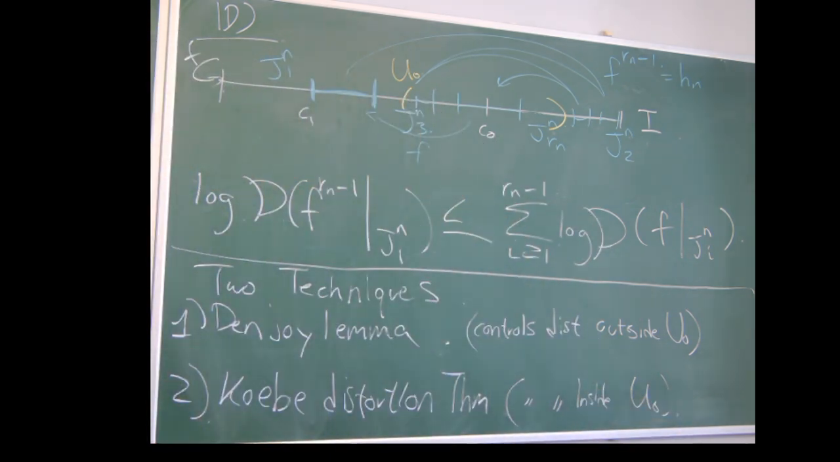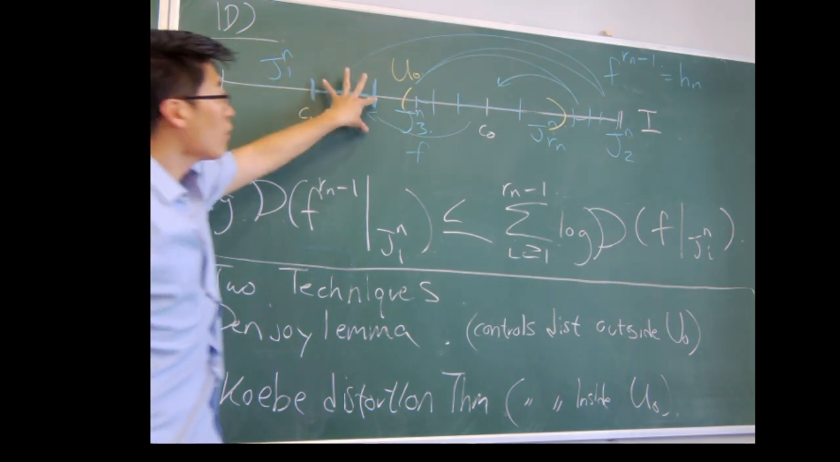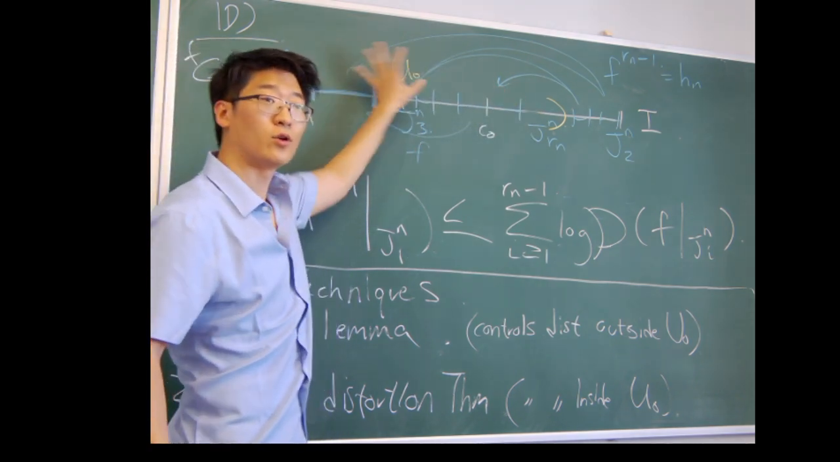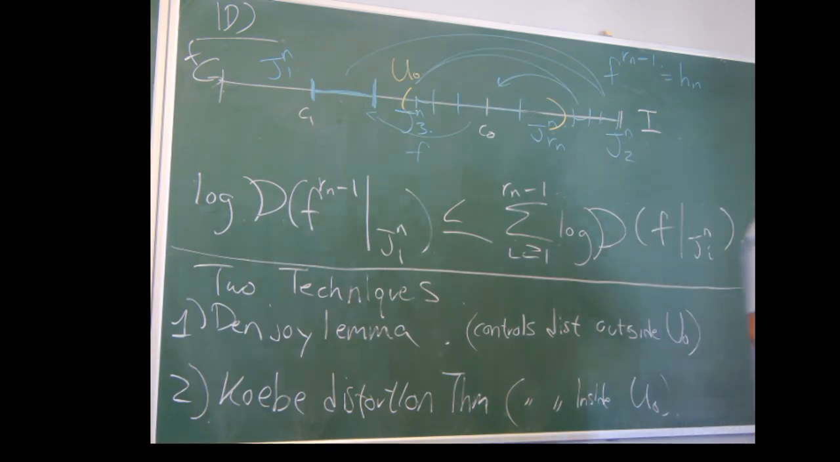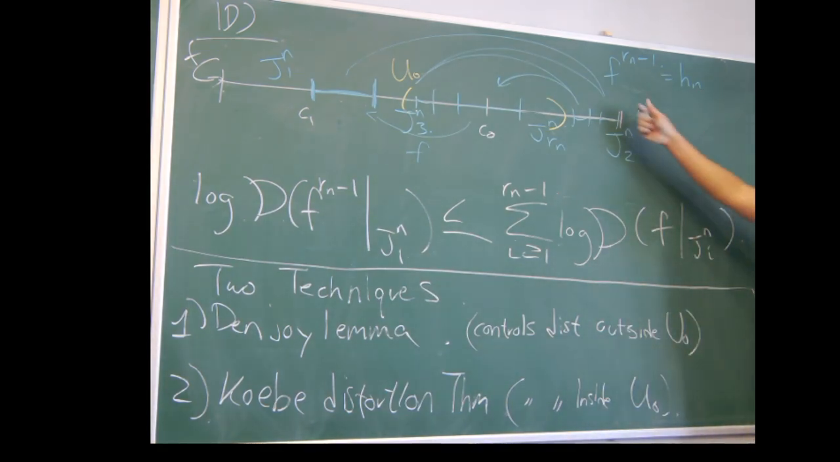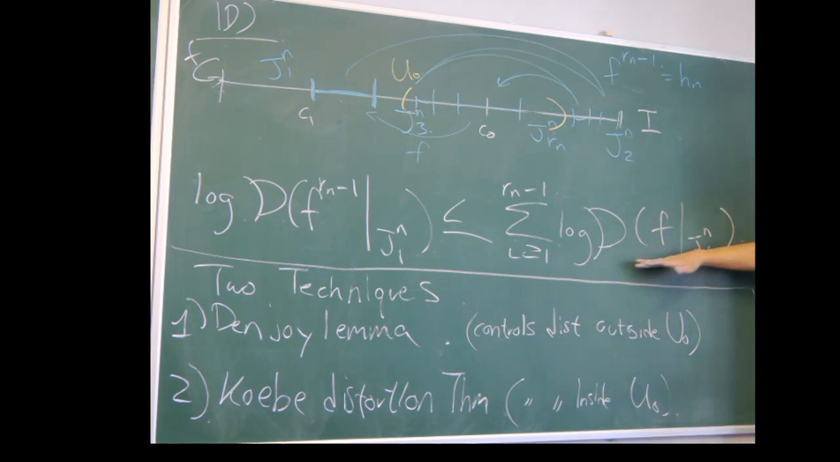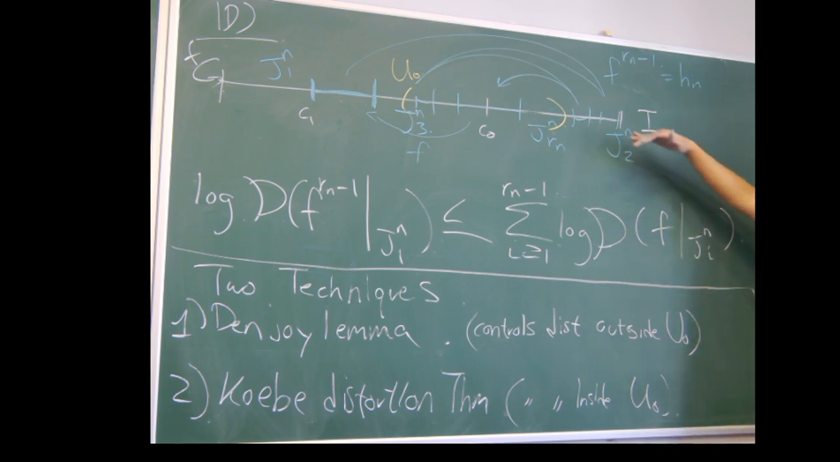So you apply two different kinds of analytic techniques depending on whether you're iterating close to the critical point or sufficiently far away from the critical point. If you're iterating away from the critical point, then Denjoy's lemma tells us that the distortion that you pick up is commensurate with the total length of the intervals that you're looking at.